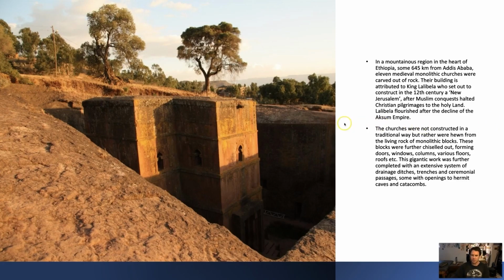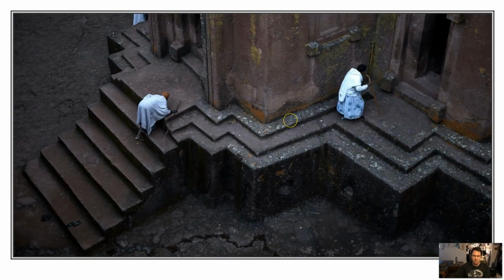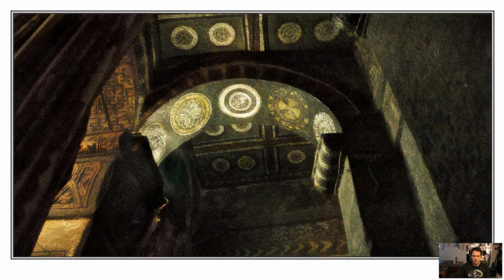This gigantic work was further completed with an extensive system of drainage ditches, trenches, and ceremonial passages with openings to hermit caves and catacombs. So this is a UNESCO historic spot, like one of the 7 wonders of the world type place. Untouched by war. Here's another image of a section of Lalibela. Some people praying. And here's what it looks like inside.